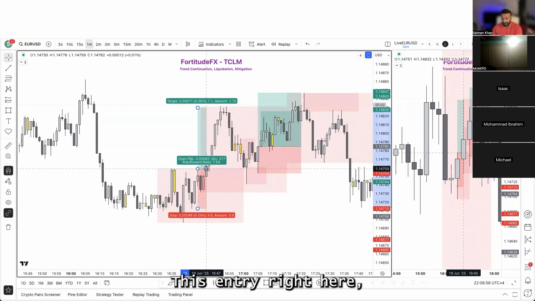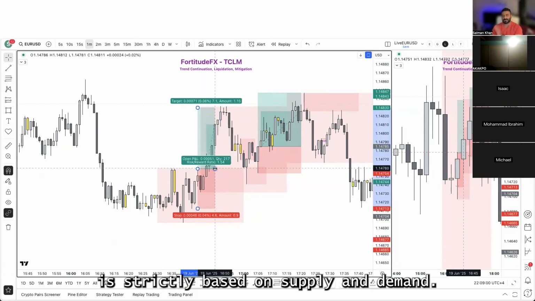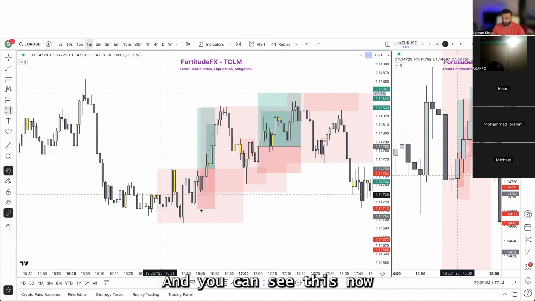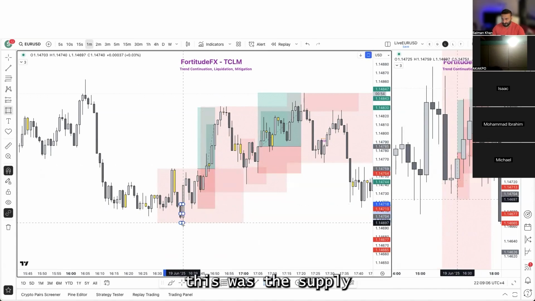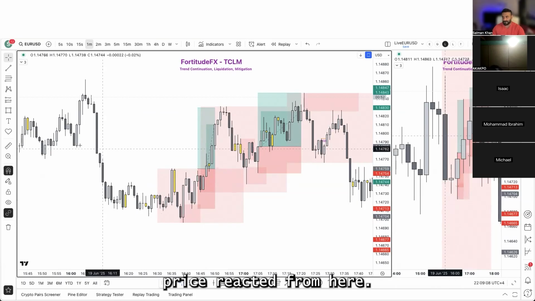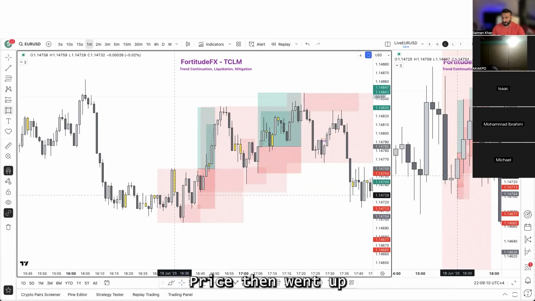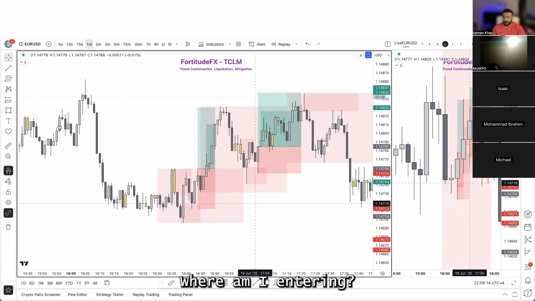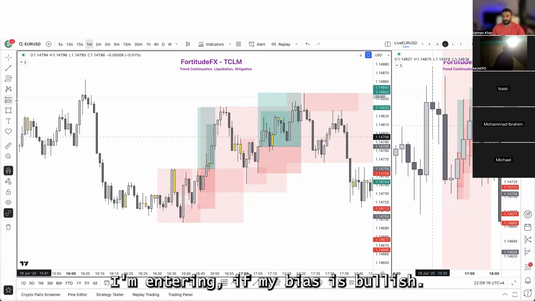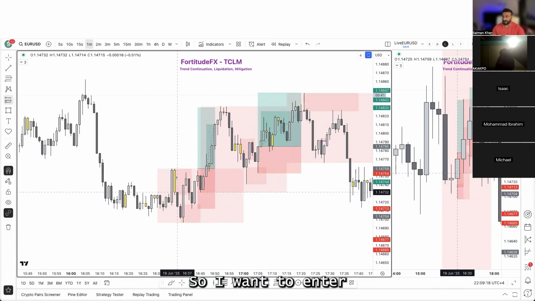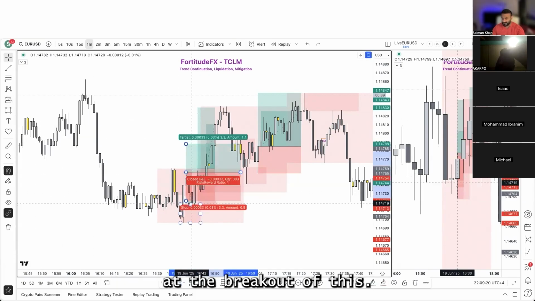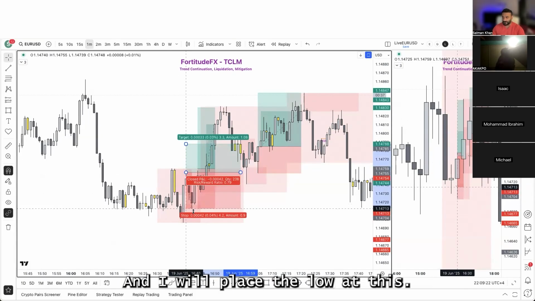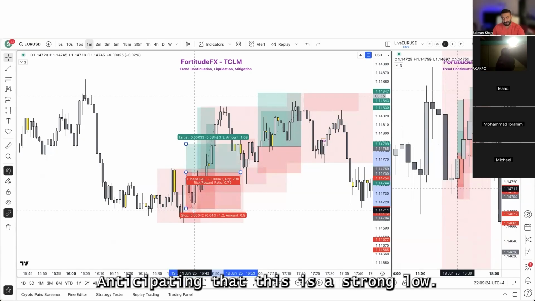This entry right here, the one that I took right now, is strictly based on supply and demand. And where you can see this now, this was the supply, price reacted from here. Price then went up and then it reacted from here. There are no wicks. Price came down. Where am I entering? I'm entering if my bias is bullish. So I want to enter at the breakout of this, and I will place the low at this, anticipating that this is a strong low.